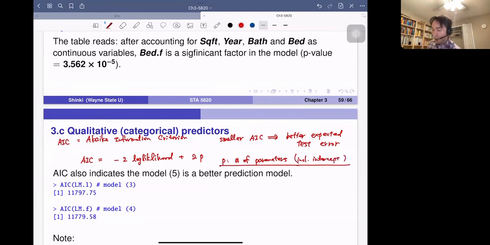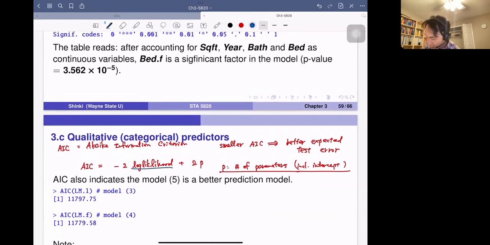Okay, so this is the AIC. The log likelihood is the likelihood, so higher likelihood is better. And the number of predictors, actually the smaller is better, because a smaller number of predictors means the model is simpler. If we have the same performance, a simpler model is better.